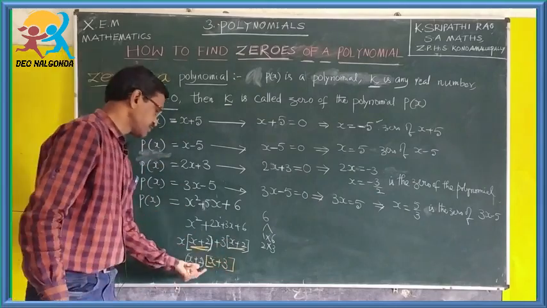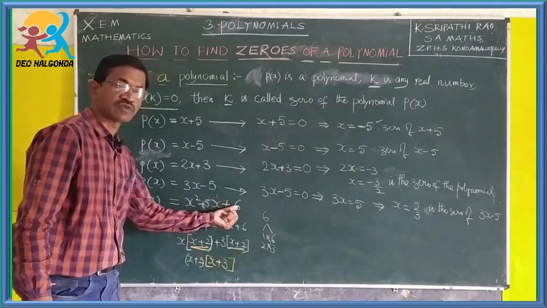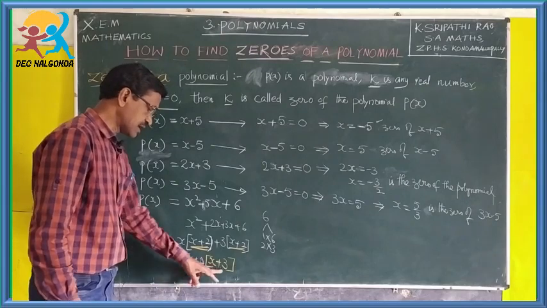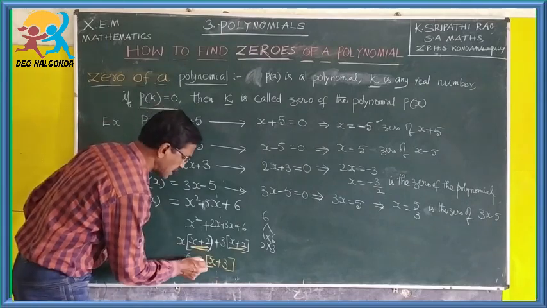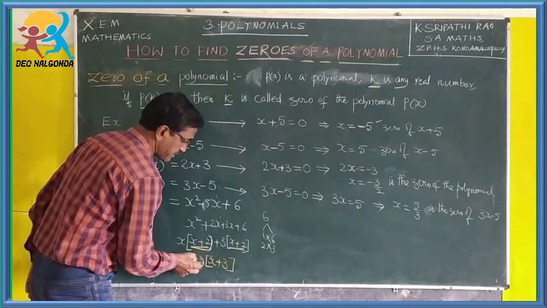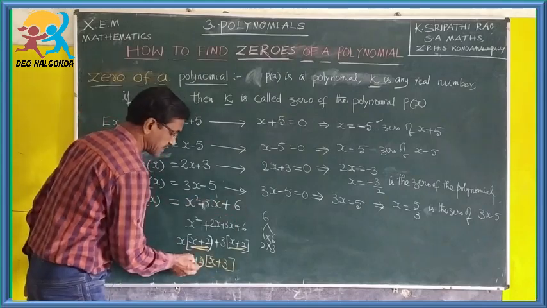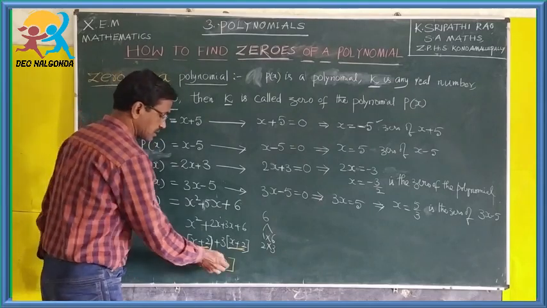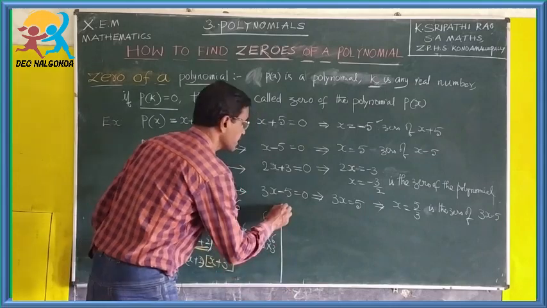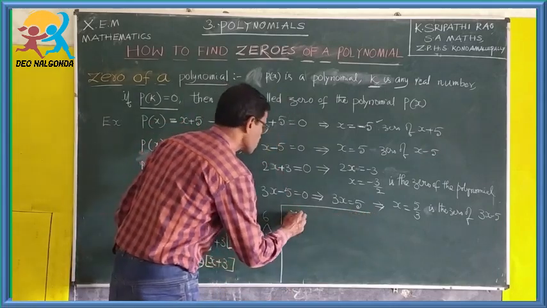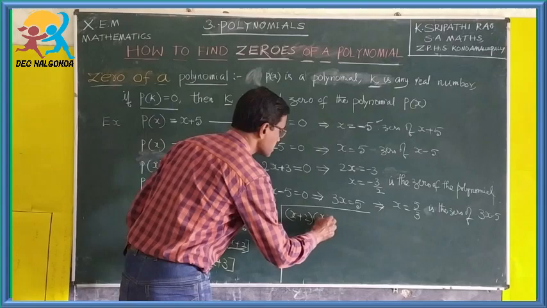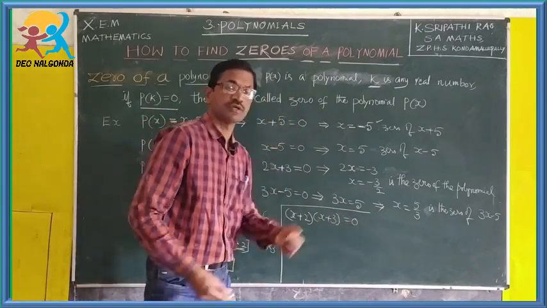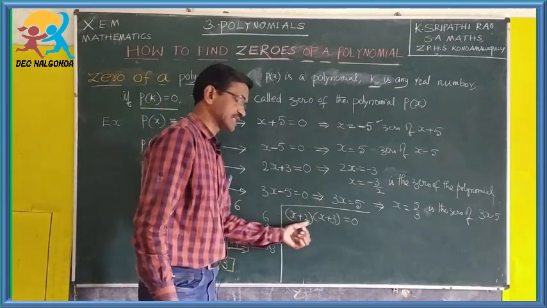We can split the quadratic polynomial x square plus 5x plus 6 into two monic polynomials, two linear polynomials. We can write it as the product of two linear polynomials, x plus 2 into x plus 3. Now let us make this equal to 0: x plus 2 into x plus 3 is equal to 0. Why are we making this equal to 0? Because we want to find the values of x.